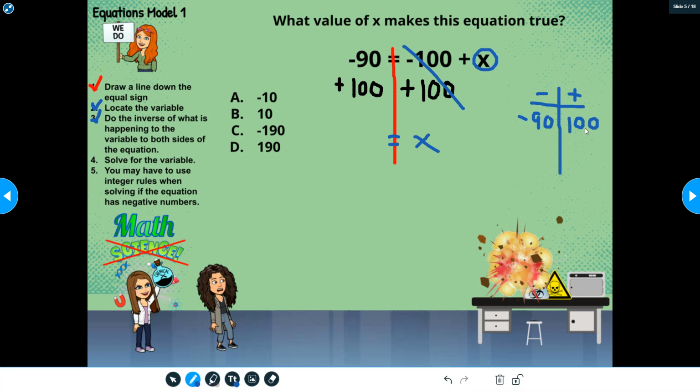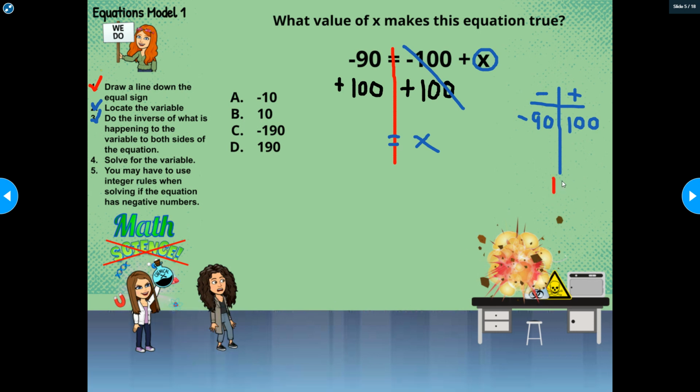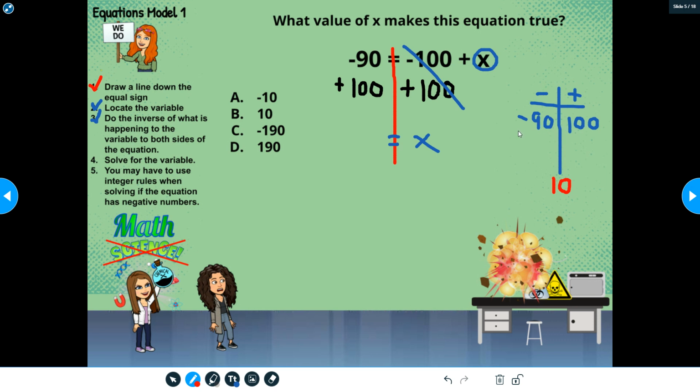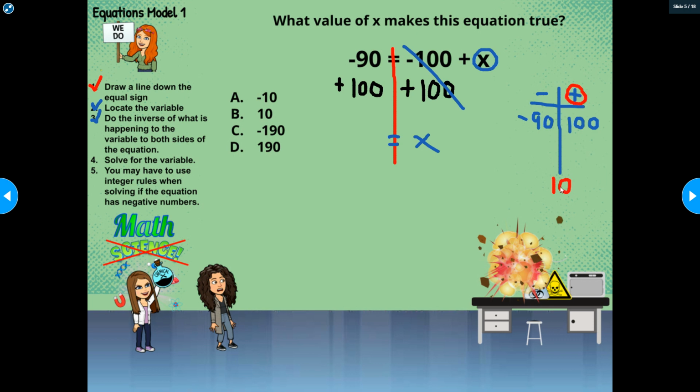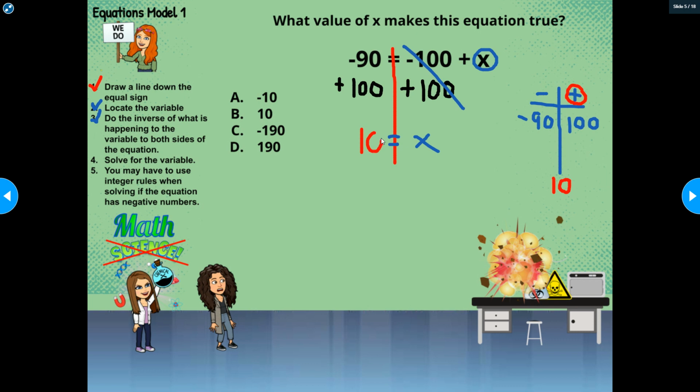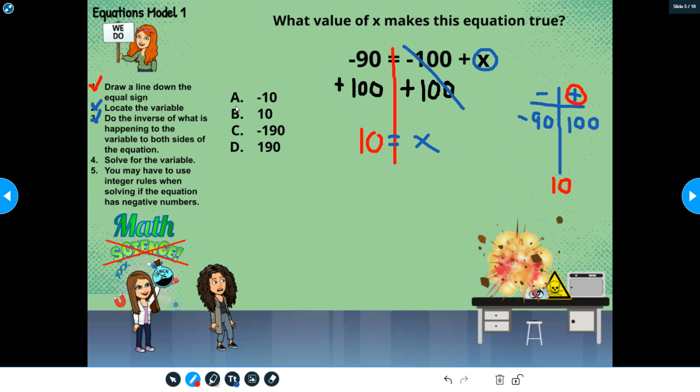Remember, if the numbers are on different sides of the t-chart, you are going to subtract. So 100 minus 90 is just 10. Then you're going to keep the sign of whichever number is further from 0. Between negative 90 and positive 100, 100 is further away from 0 than negative 90. So it is the greater distance, and we're going to keep this answer positive. So it's positive 10. So 10 equals x, and that is B.